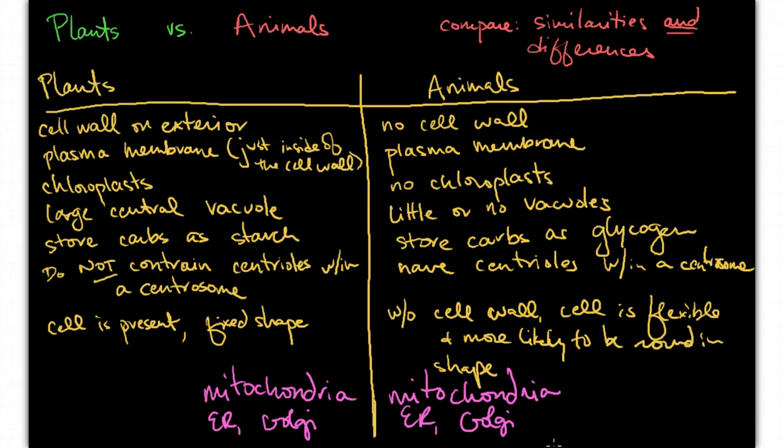Okay, so that's a pretty good list. Make sure you commit this to memory because you need to be able to compare, as one of the assessment statements, compare plant and animal cells.